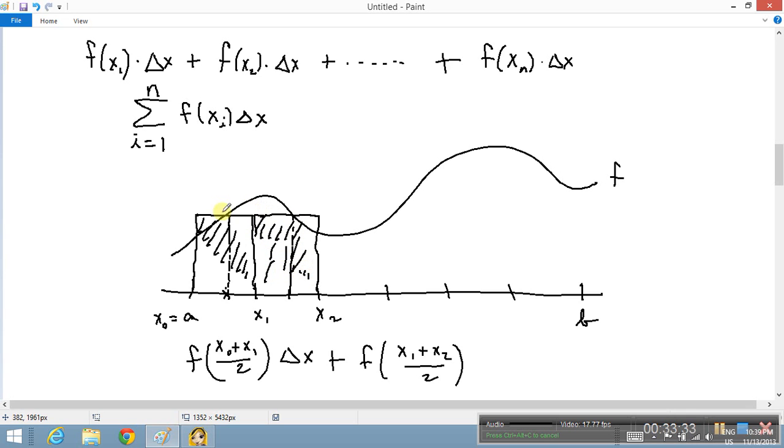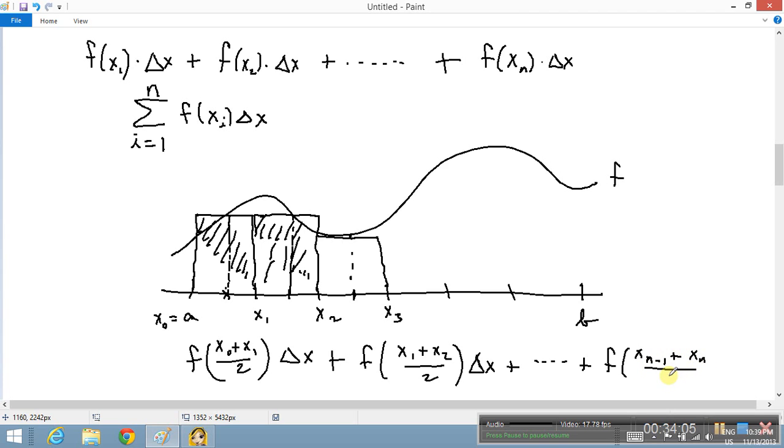Looks like about the same height as the other one. Multiplied by your delta x to get the area. And the next one, the midpoint of x2 and x3, would be this guy. Going up to the curve takes you to here, and the rectangle height would be like that. And so on. The last one would be f of the next to the last point, x sub n minus 1, averaged with x sub n.